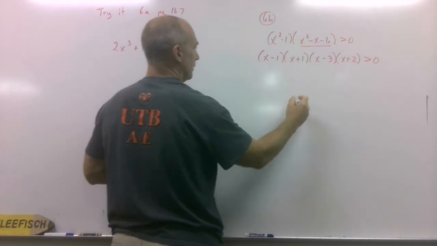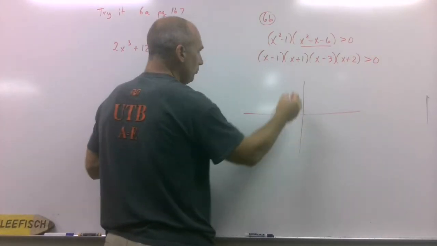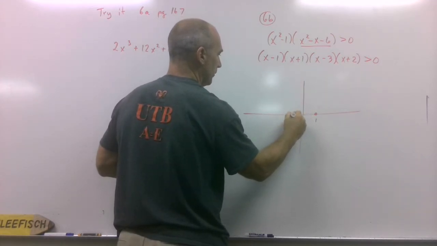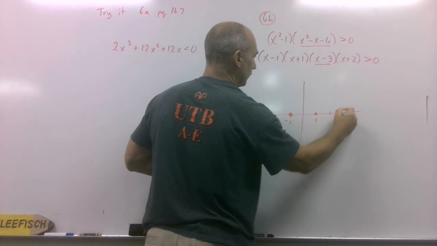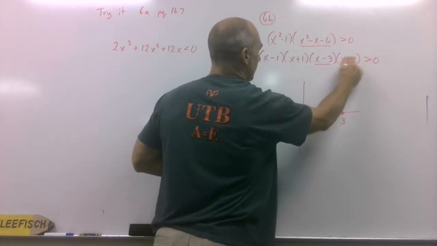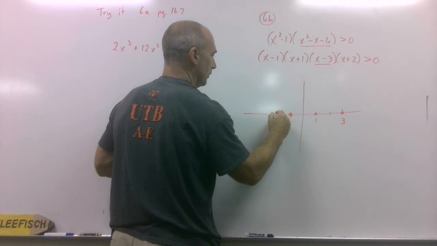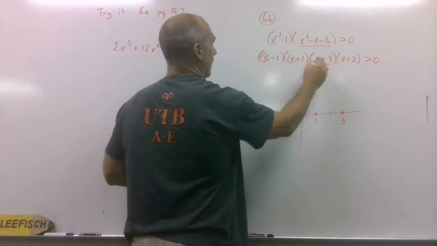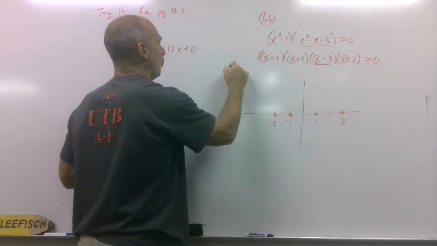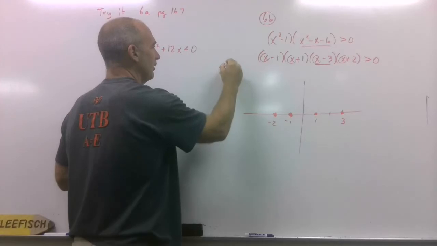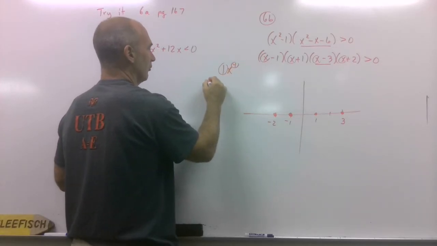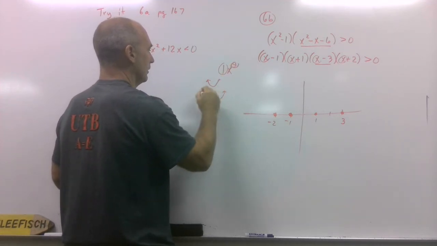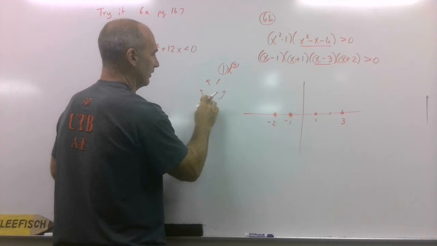Now watch this. My zeros are 1 from this one, negative 1 from this one, 3 from that one, negative 2 from that one. Now, this is where the Oreo cookie comes into play. If I go x times x times x times x, I get 1x to the 4th. So I know this is positive, and I know this is even. It's just like the parabola rules. Remember, the 4th is kind of like this, but the end behavior is the same.